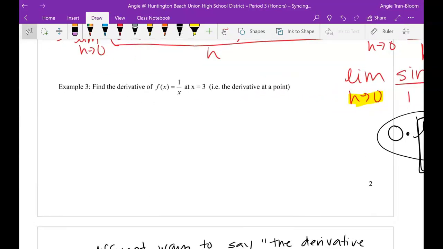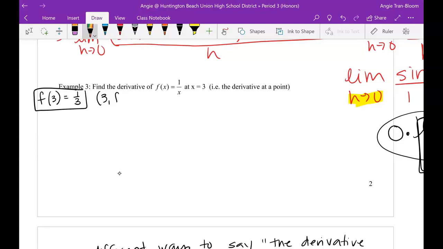I'm going to use the derivative at a point definition. So first, I would like to find out what f of 3 is. Let's plug it in: 1 over 3, it's just going to be 1/3. So (3, 1/3) is my point.